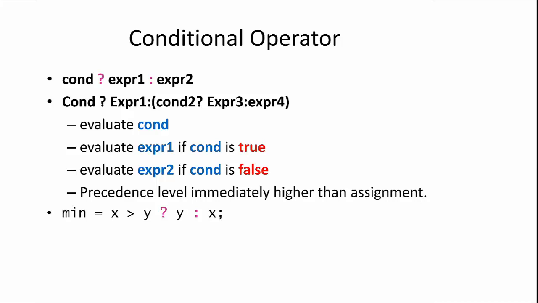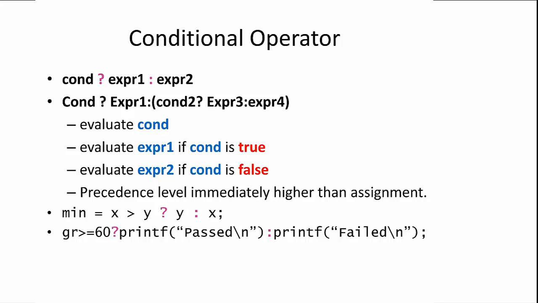So what happens now is I'm comparing x and y. If x is larger than y, which means y is the smallest value, right? Then this expression should evaluate to y. Otherwise, it evaluates to x. And then I'm putting the result in min. Right? So min will be equal to y if the condition is true. Otherwise, it will be equal to x. Good.